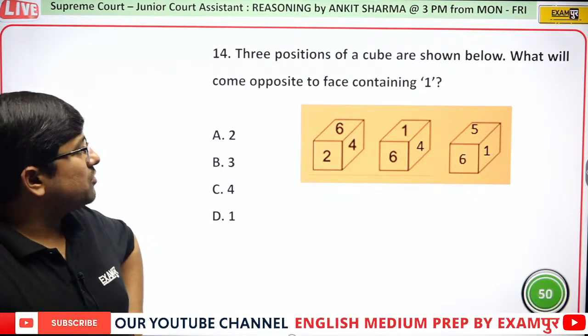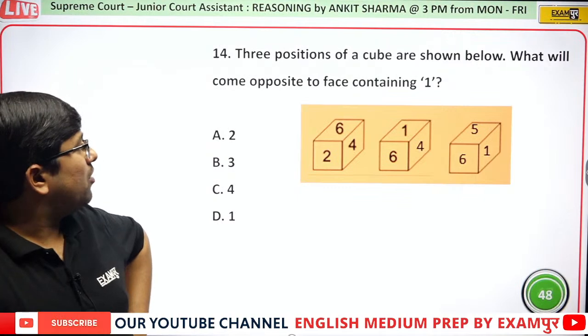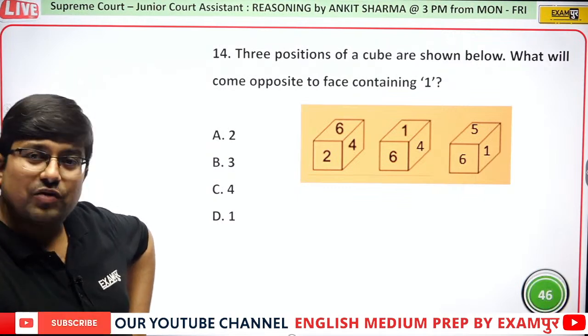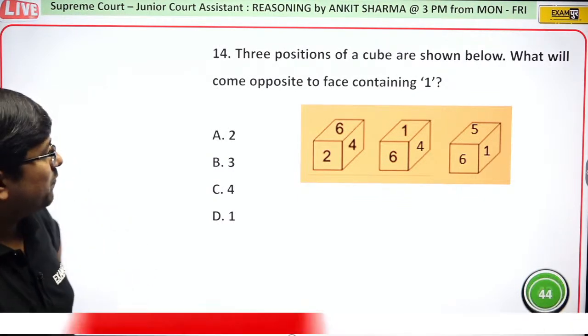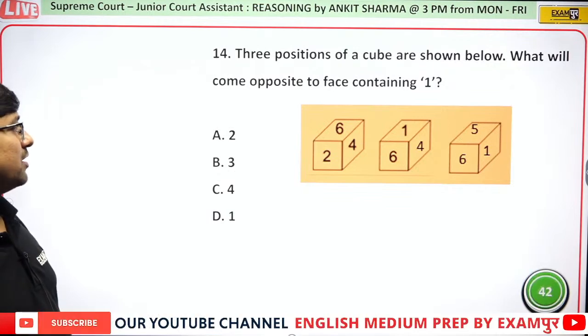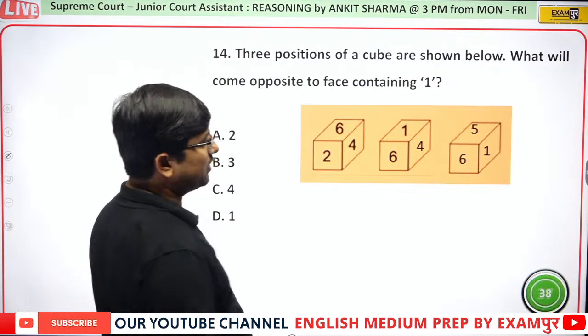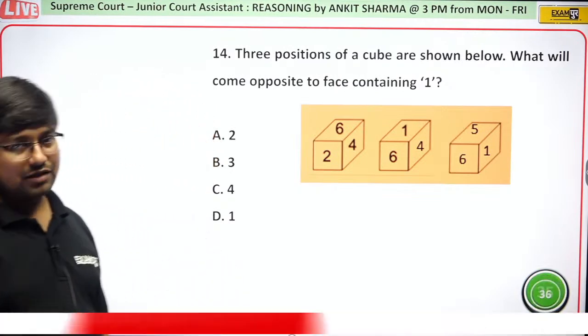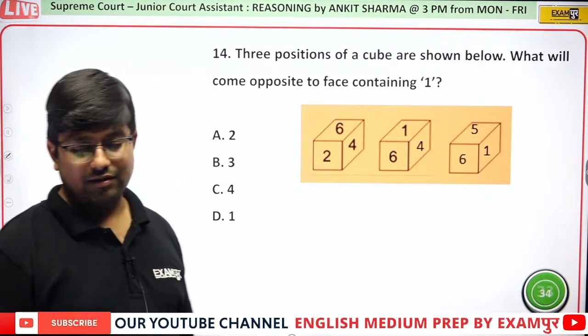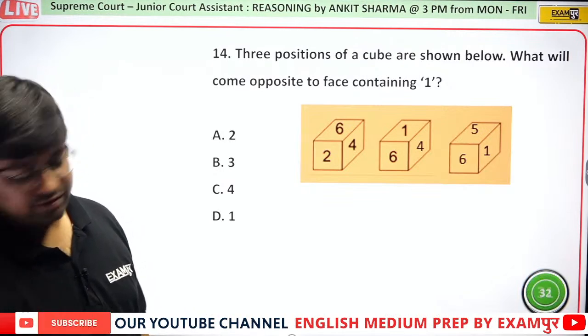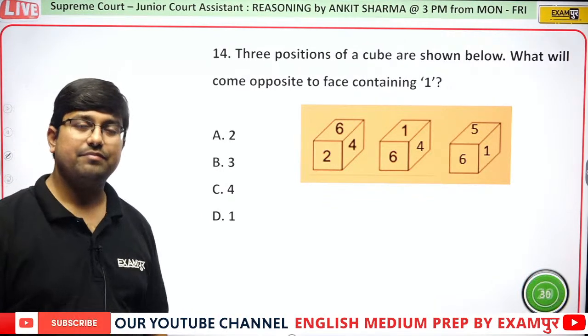So three positions of a cube are shown. What will come on the face opposite to that containing 1? So now the same thing, my dear students. Quickly try this, then obviously we will be discussing this in detail. Hurry up. Quickly everybody.